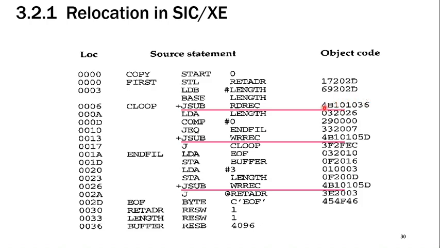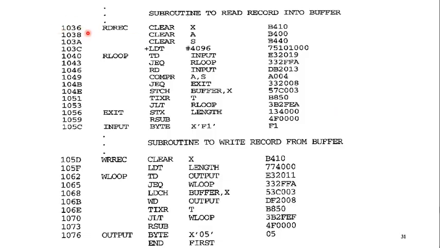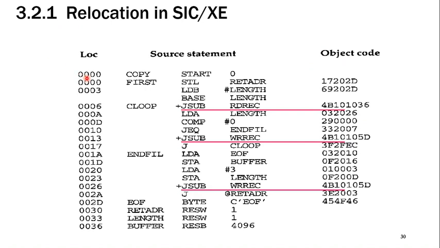We are supposed to modify only the address. Earlier it was 1036. Now if the starting address is changed from 0 to 1000, then this has to become 2036. So how did you do that? You added the program address to the specified address. What is the specified address? It is 1036, which you added to the current program address, so you got 2036.